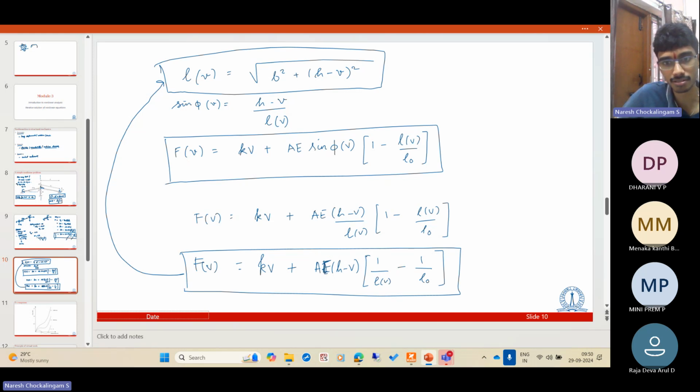Yeah, this is one expression which is nonlinear in V. So this first term kind of looks like linear, but the second term is having a product of V with something in the denominator that's nonlinear. And L of V itself is a nonlinear function of V. So this is a nonlinear relationship between F and V.